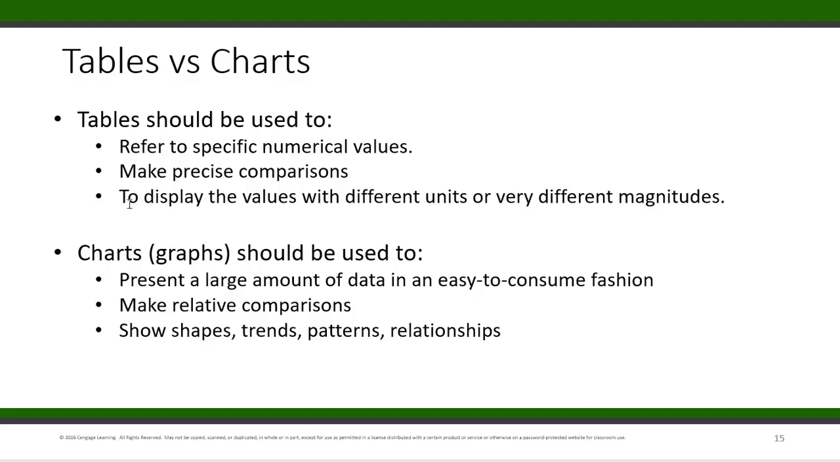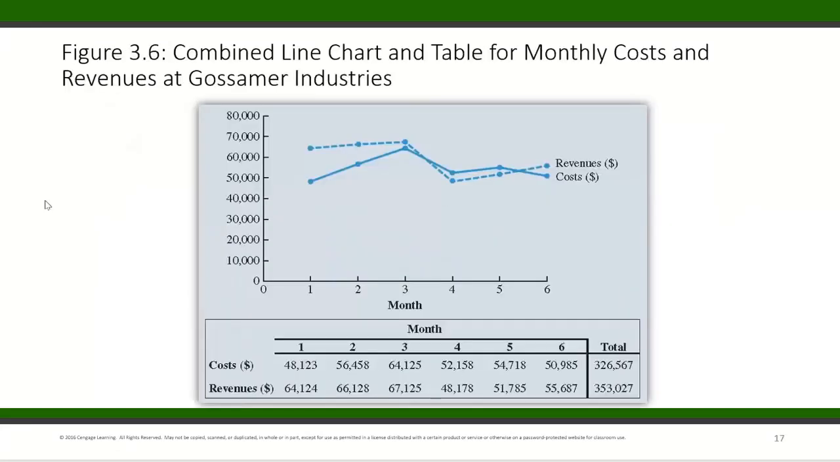Okay, at this point, displaying values with different units or very different magnitudes. By this, what I mean is it's kind of hard to display several data series with different orders of magnitude on a chart. So in that case, a table would be a better format. So here is what I mean.